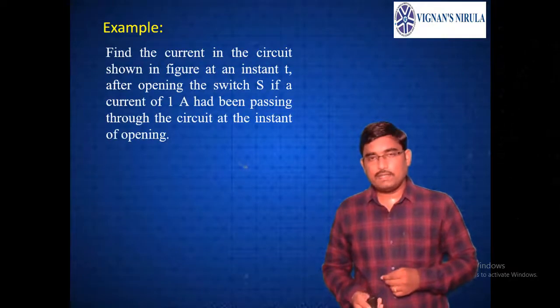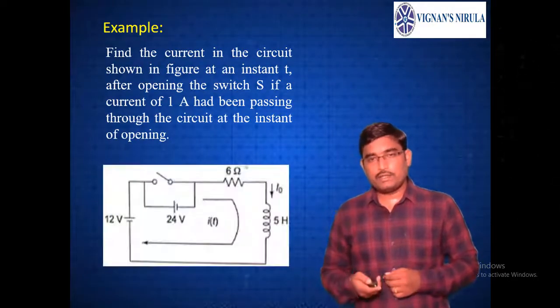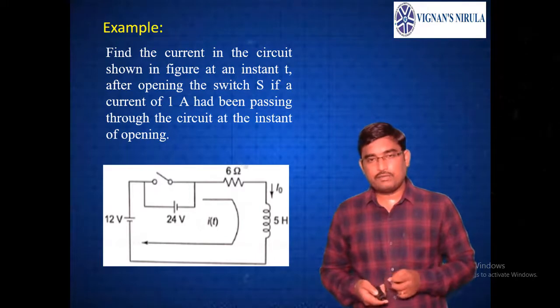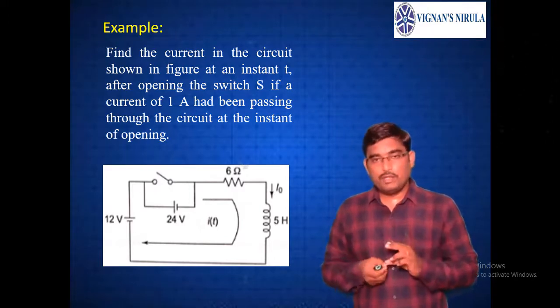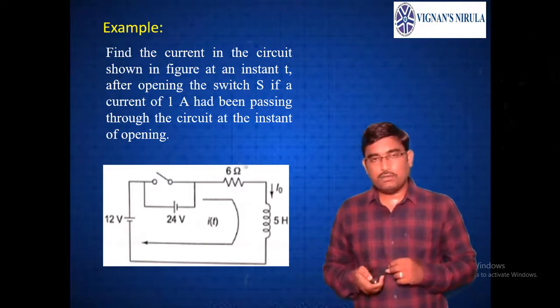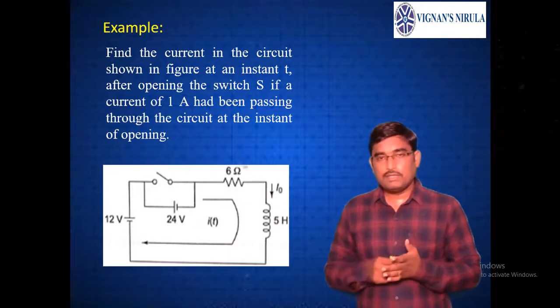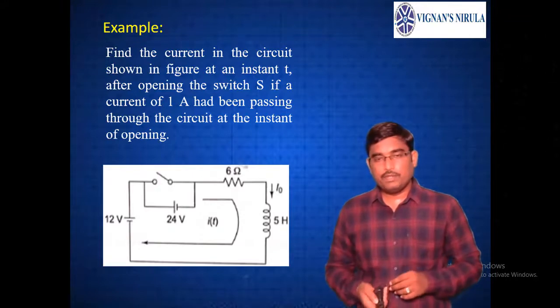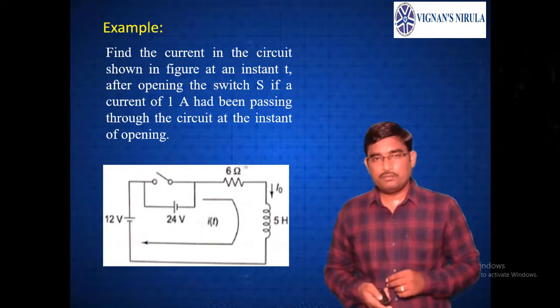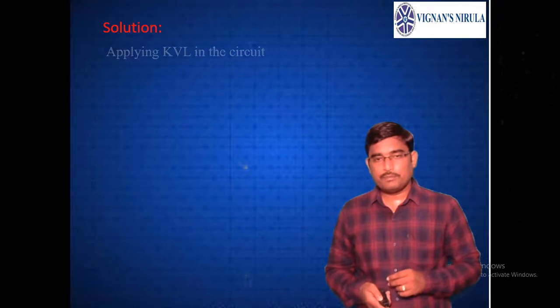So let us take an example. Find the current in the circuit shown in the figure at an instant t after opening the switch S, if a current of 1 ampere had been passing through the circuit at the instant of opening. So the initial current is taken as 1 ampere. See the circuit.